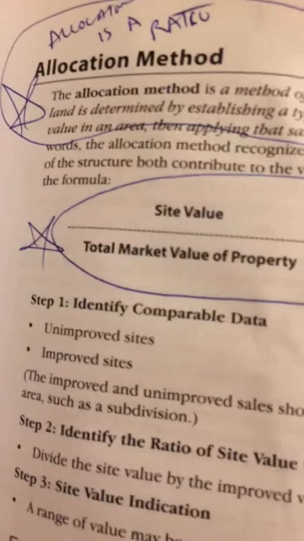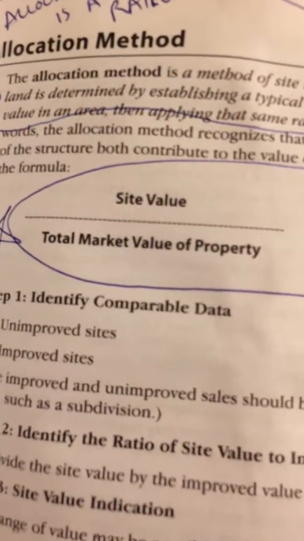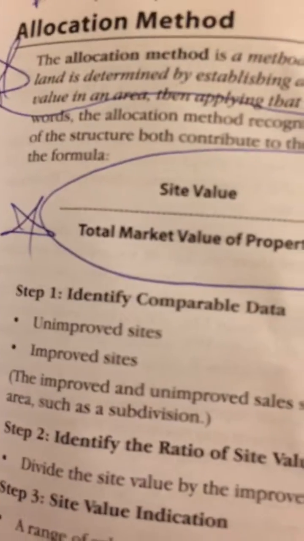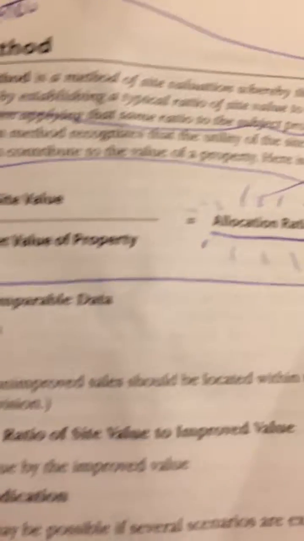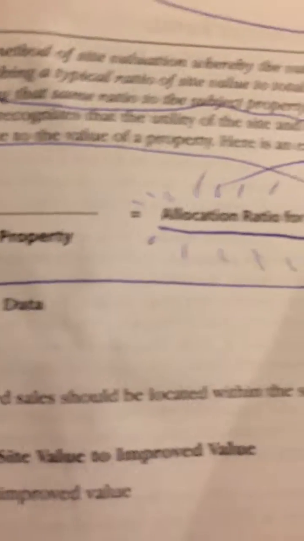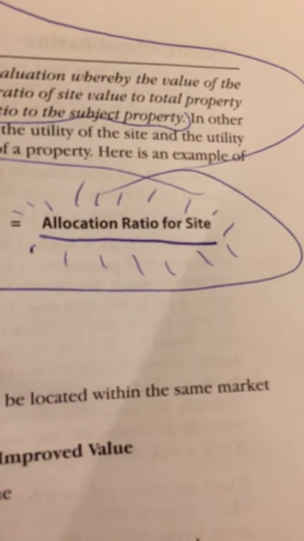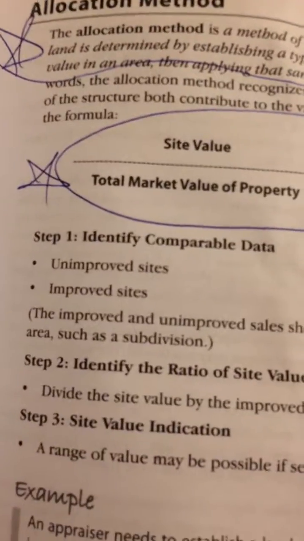Here is an example of the formula. You have site value over total market value of property. Both of those equal allocation ratio for site.